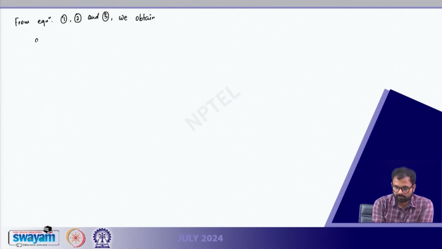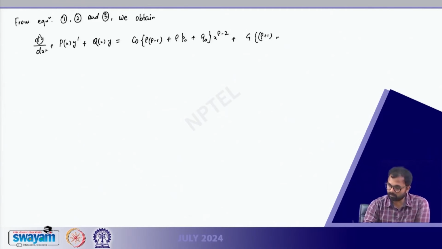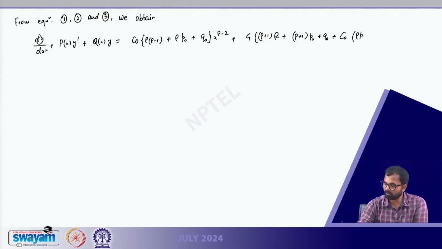d square y by dx square plus capital P(x) into y dash plus capital Q(x) into y is equal to C0 rho times rho minus 1 plus rho into P0 plus Q0, x to the power rho minus 2, plus C1 into rho plus 1 into rho, plus rho plus 1 into P0 plus Q0, plus C0 rho into P1 plus Q1, and this whole bracket into x to the power rho minus 1, plus dot dot and so on. There will be many more terms, right.